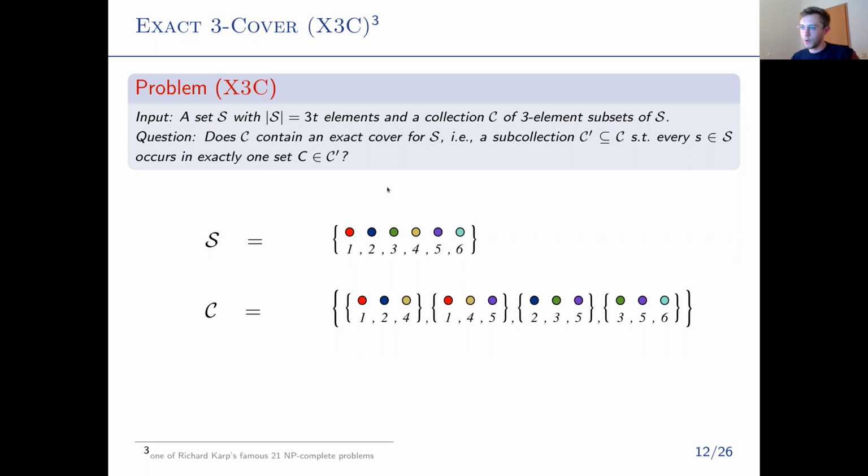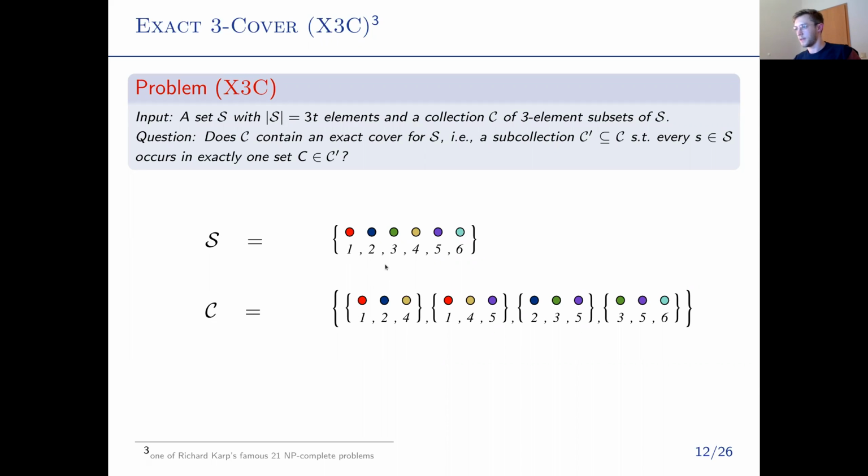And it looks like this. We are given a set S that has a cardinality which is a multiple of 3, so 3t, where in this case t is 2. And by the way, the coloring doesn't matter, it's just for visualization. So we have the set S and also a set C, which contains 3-element subsets of the set S, like this one here. And the question is: is there a subset C prime of C that has a cardinality of t and whose union, so the union of all the sets in C prime, again gives us S?